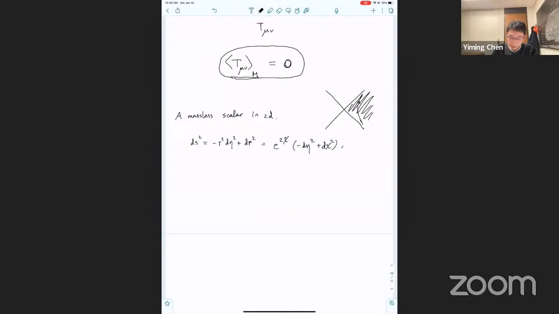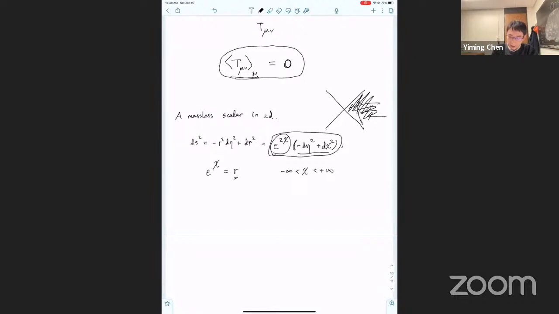Chi is defined as e to the chi equals r. So if r goes from 0 to infinity, chi goes from minus infinity to plus infinity. So this is the so-called conformal frame. The metric, up to an overall factor e to the 2 chi, is just the metric of flat space again, but it's now a flat space that only covers the right wedge.